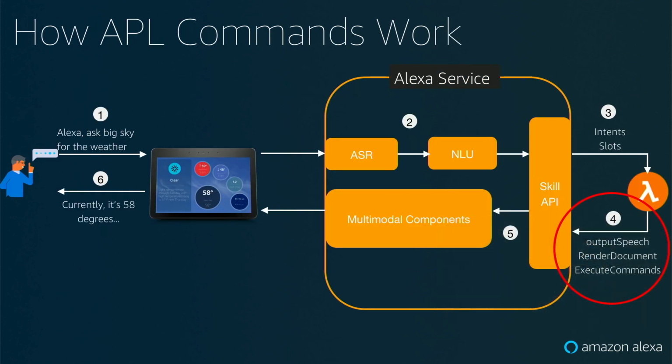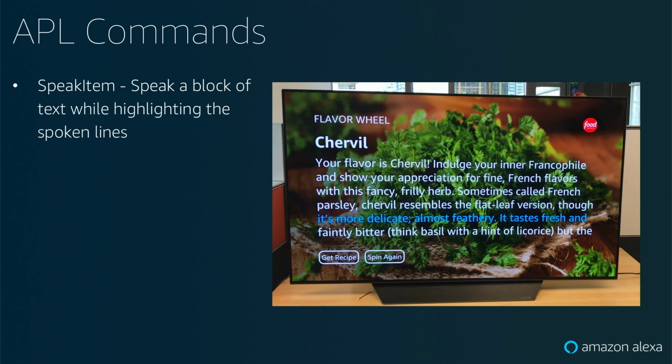The way commands work is, as we saw initially, a skill is able to respond with speech or with an APL document using the render document directive. Well, to respond with a command, all you need to do is respond with an execute commands directive. And commands can do a bunch of stuff.